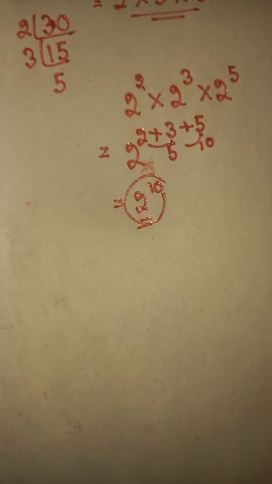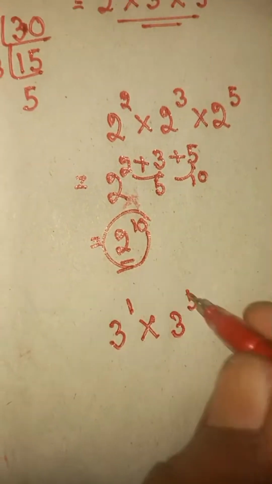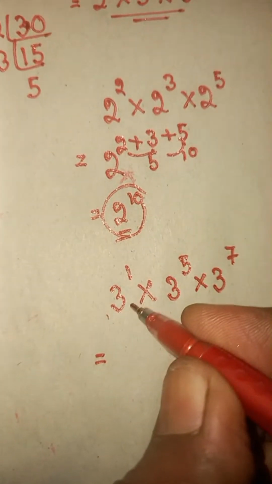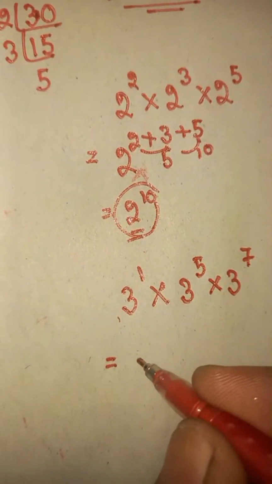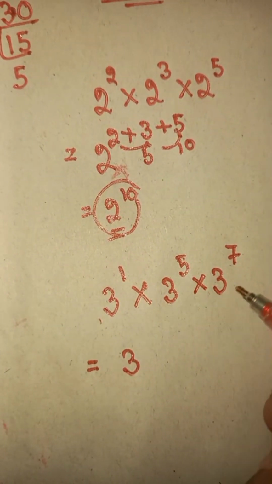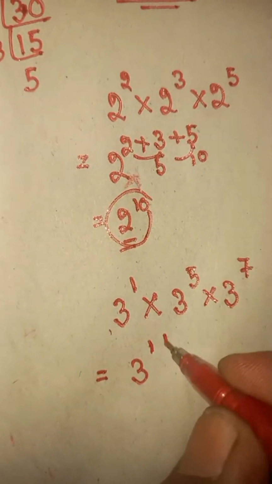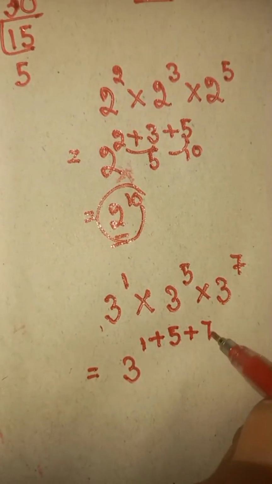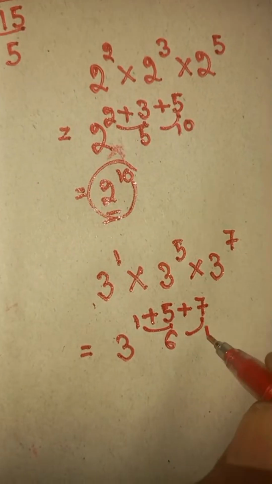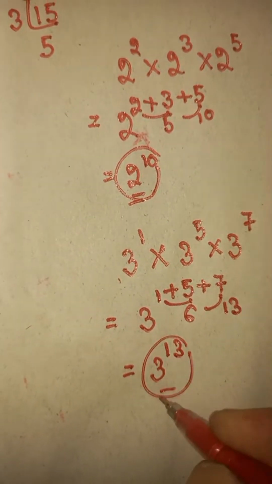Let's explain another problem. Here it is 3 power of 1 times 3 power of 5 times 3 power of 7. Here also in all of them the base is 3, so take 3 as the common base. Then add up the powers, that is 1 plus 5 plus 7. 1 plus 5 becomes 6, 6 plus 7 becomes 13. So this problem gives 3 power of 13.